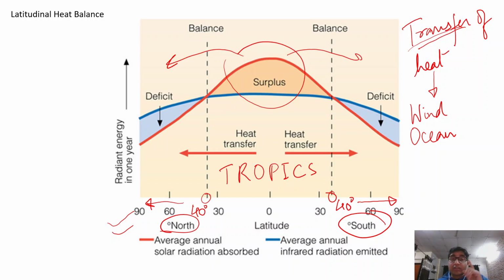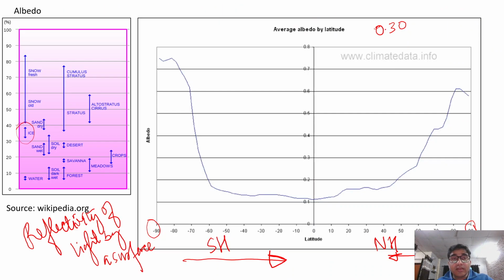Yes, you should, for the net examination, keep this diagram of latitudinal heat balance in mind. They can ask you several questions based on this. Then this diagram of albedo is very, very important, how the variation of albedo takes place. They may ask you which of the north and south poles has the highest albedo. So if you see over here, the north pole has lower albedo than the south pole.